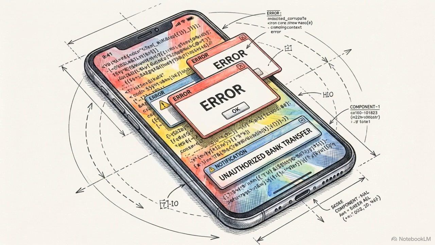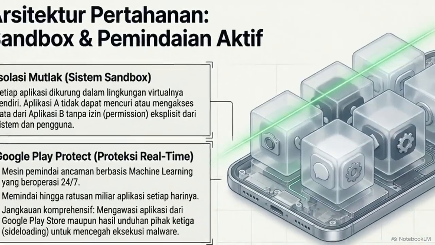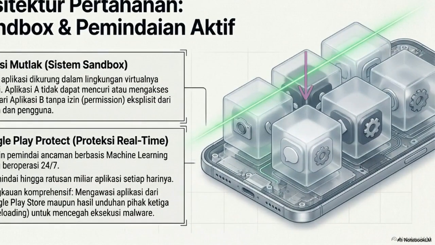This slide details the architecture's digital immune system. The first line of defense is absolute isolation, or the sandbox. The rule is strict. Every application is locked inside its own virtual environment, completely blocked from accessing data inside other apps without explicit user permission.